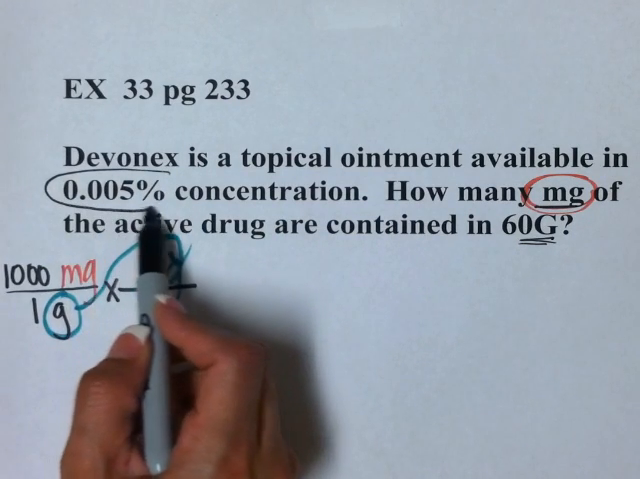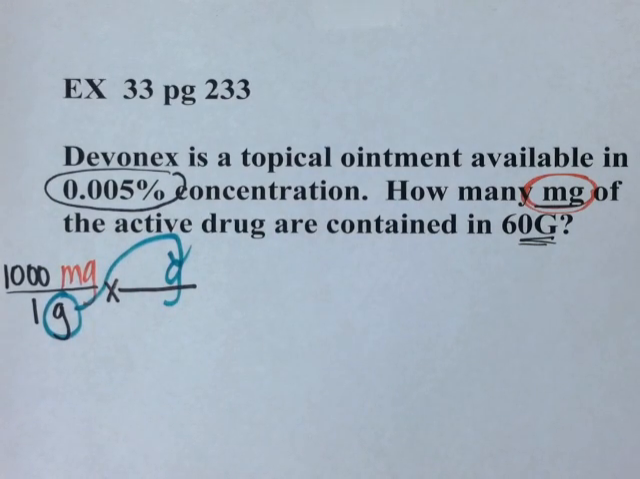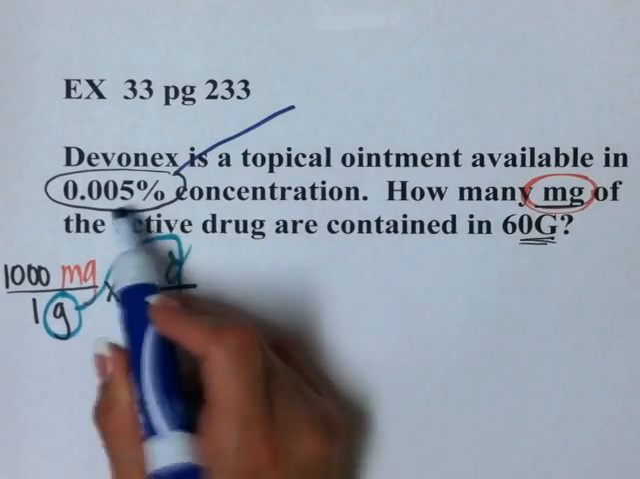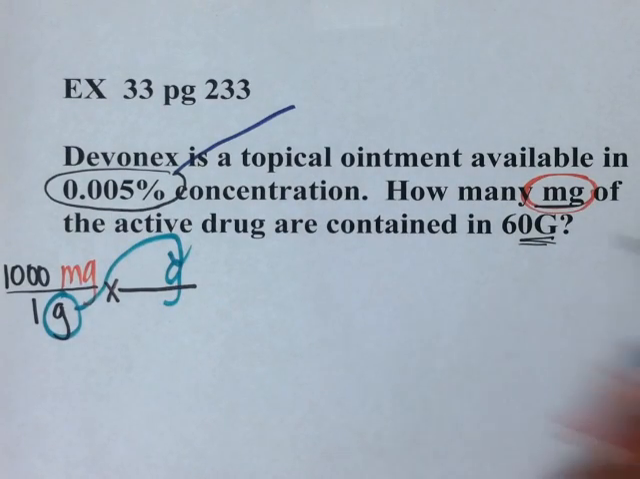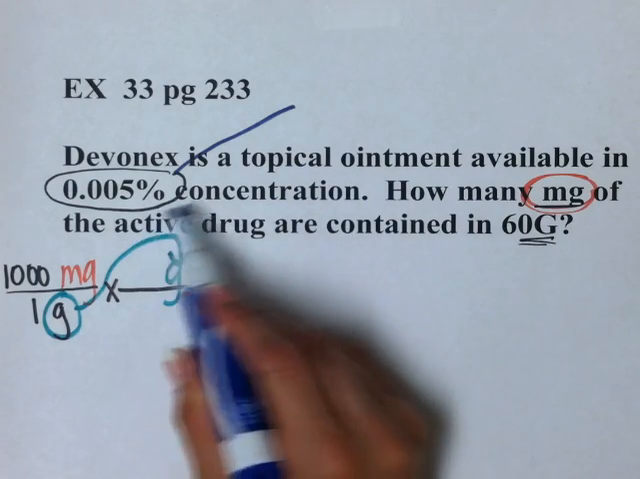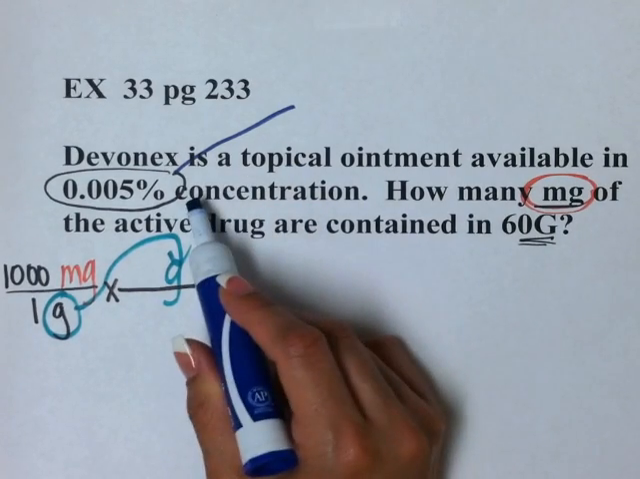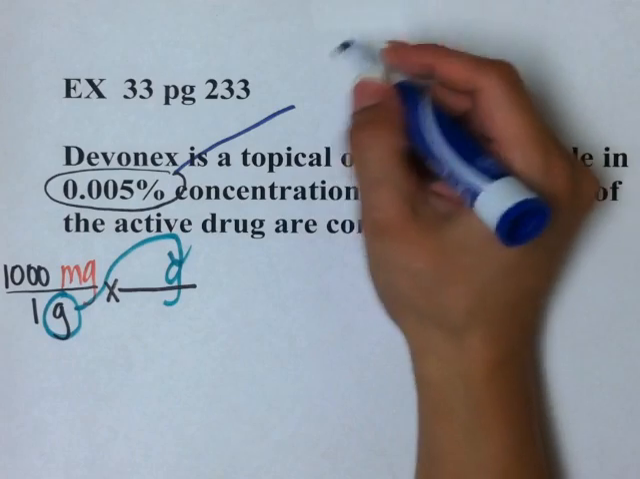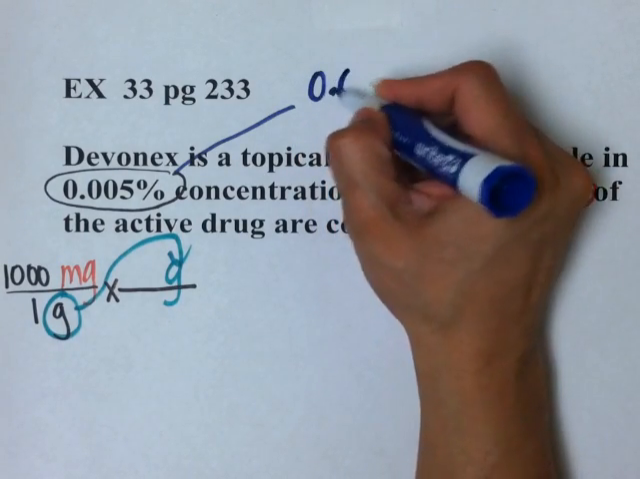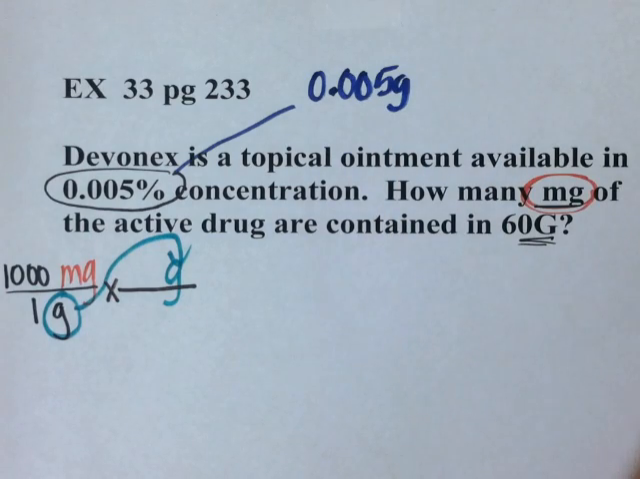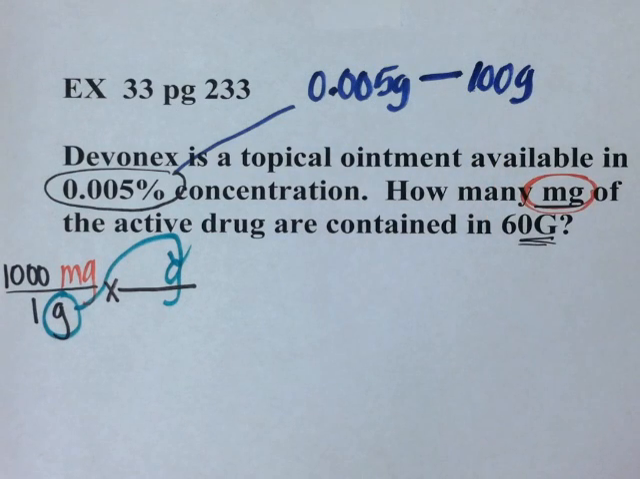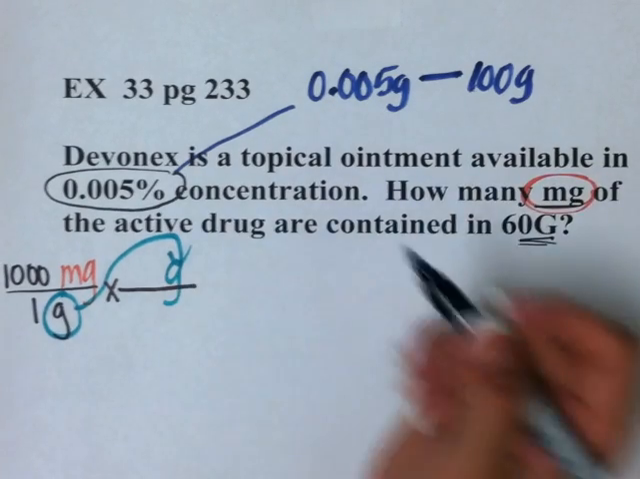I need to incorporate this. And it might be wise just to write yourself a little side note. Anytime you see a percent like that, write down what it means. We're talking about a topical ointment here, so this is not a liquid formulation. This is going to be weight here. So this actually means that I have 0.005 grams of active drug in every 100 grams of this particular ointment. So that's going to be helpful in incorporating this into my equation.